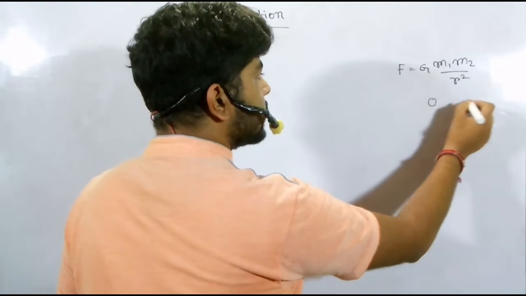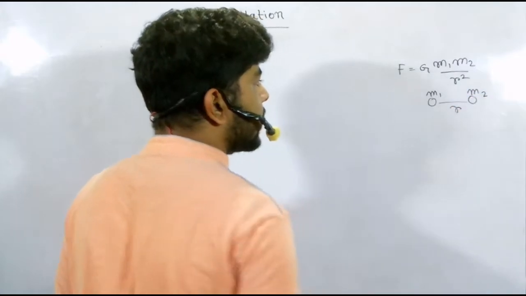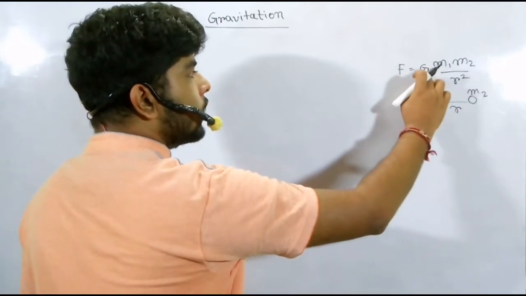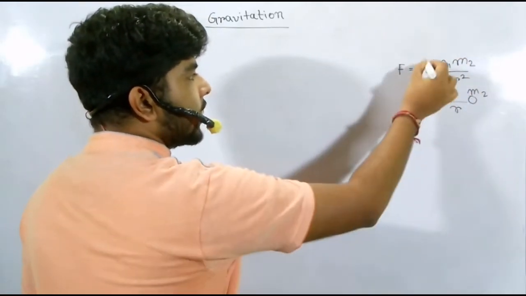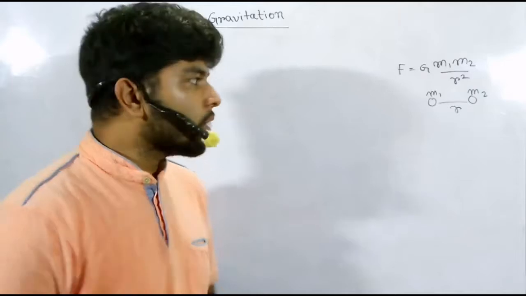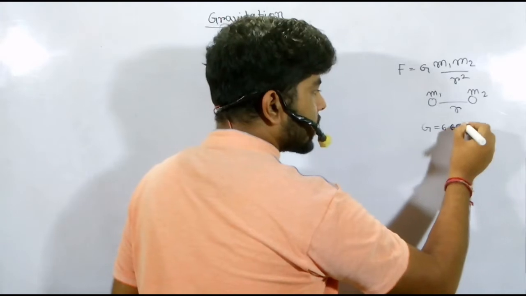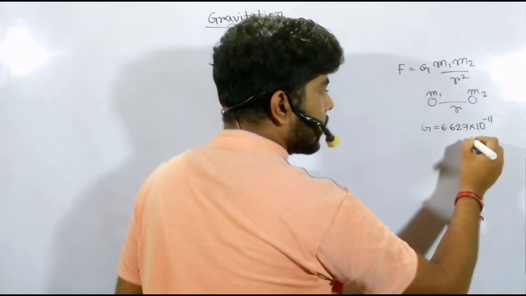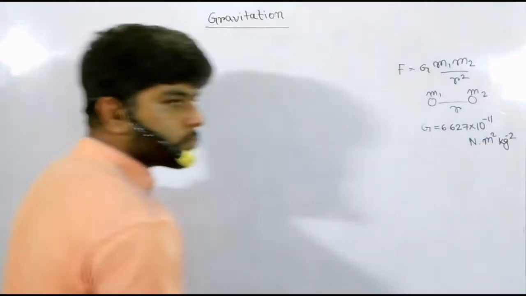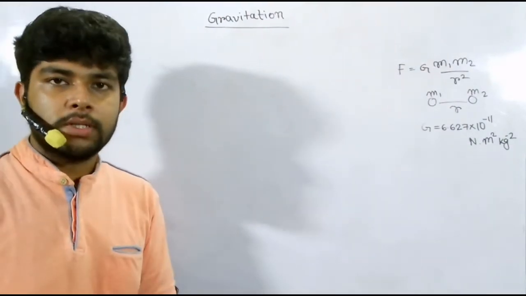If two objects are kept at a distance r, and the mass of one object is m1 and the other is m2, then the attractional force between them is equal to G m1 m2 by r square. Here G is a constant named the universal gravitational constant. What is the value of G? The value of G is 6.627 into 10 to the power minus 11, and the unit is Newton meter square kg to the power minus 2. This is the value of the universal gravitational constant.